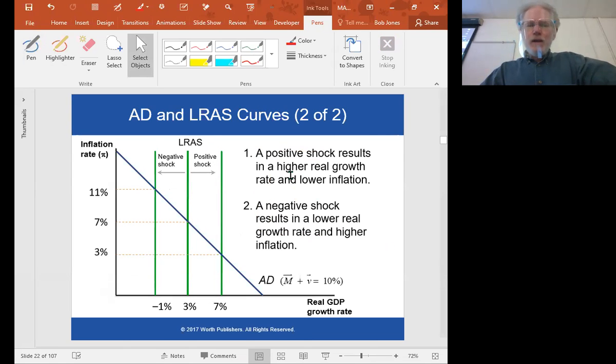Okay? And here you see the graph. A positive shock results in a higher growth rate. So this would be the positive shock. It was at 3%. The positive shock may be an increase in the growth in technology. Now we get 7% growth. If you have a negative shock, then that means we can't produce as much, output doesn't grow as fast, and that means that the curve is going to shift to the left. We're going to get a lower rate of growth of real GDP. Okay?